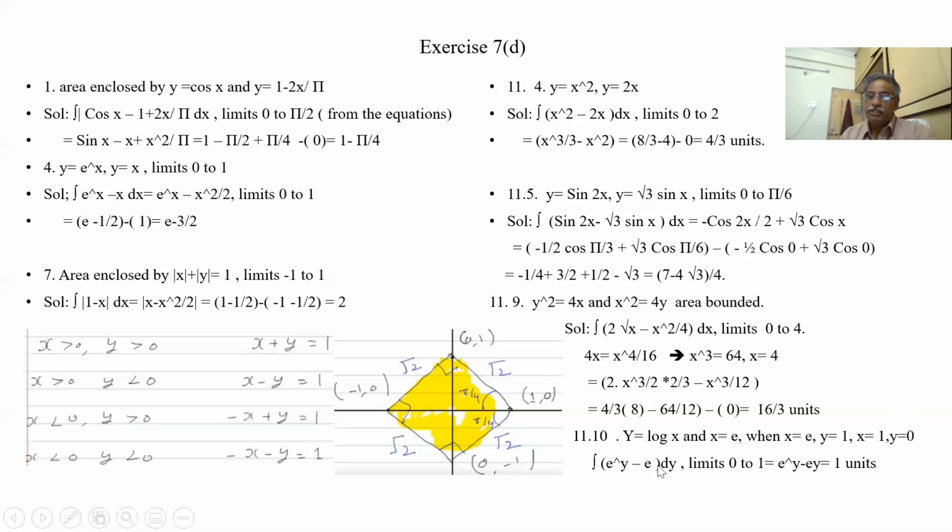So when I substitute x is equal to e, this is a vertical line, x is equal to e, going like this, 2.3 something. Another line is y is equal to log x. They are intersecting at y is 0 and y is 1. So this point is y is 0, and at this point y is 1, log x is getting intersected. So when I solve this, e to the power of y minus ey, when I substitute 0 to 1, I am getting 1 unit.